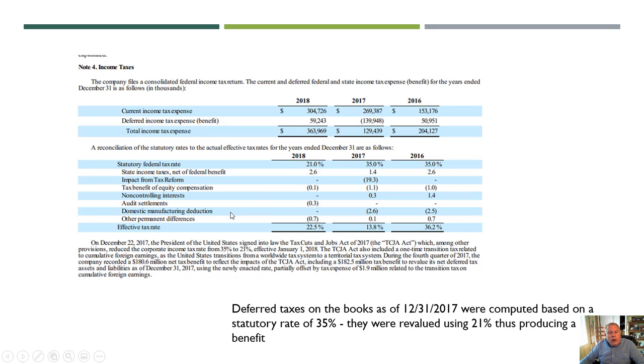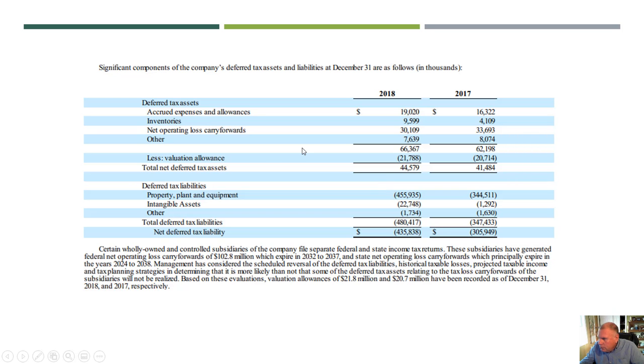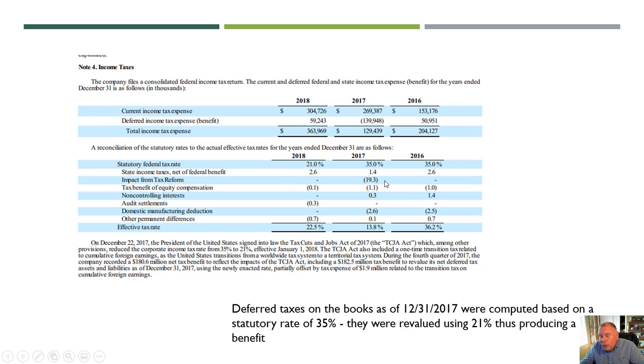Now, there's a statutory rate. That means that's the stated rate of federal taxes in this case. And as we can see, the tax rate was 35, then it dropped to 21. We'll talk about that in a moment. But then we have state income taxes. But look at, here's the impact of, there's a big reduction tax impact from tax reform.